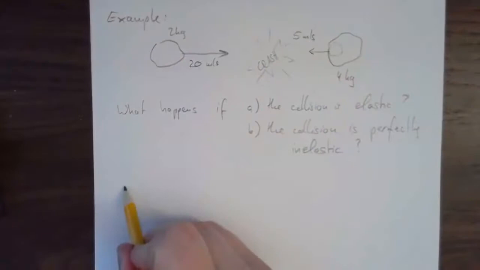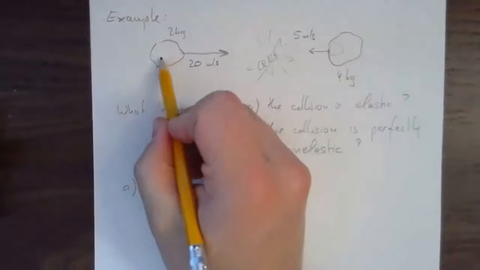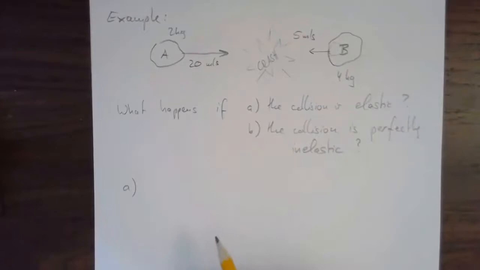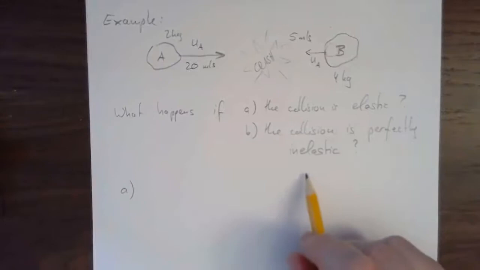So there are two quantities after the fact. After the crash, there's the first object, let's label it A, and let's label this one B, and I can ask how fast are they each going. So let me label the velocities before UA and UB. I'm going to use U, and I'm going to reserve the letter V for the velocities after.